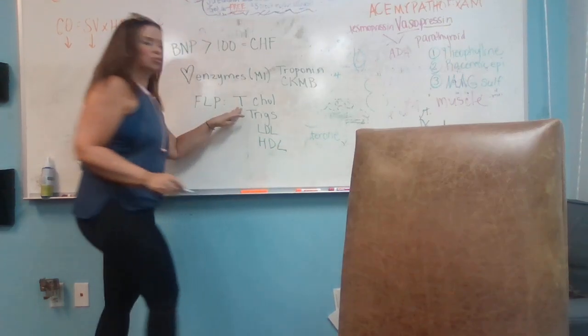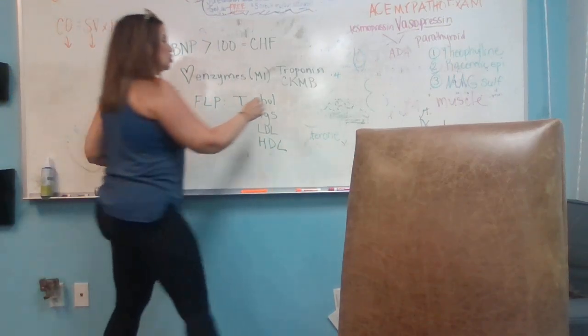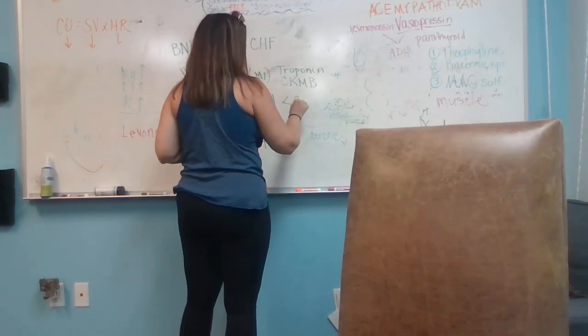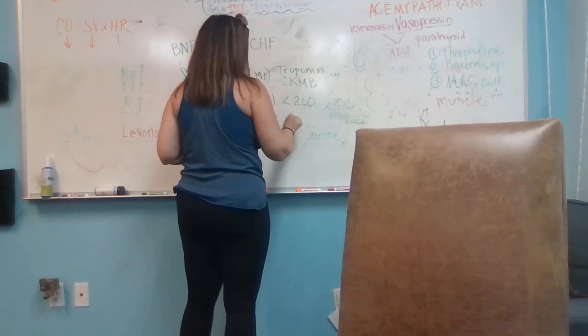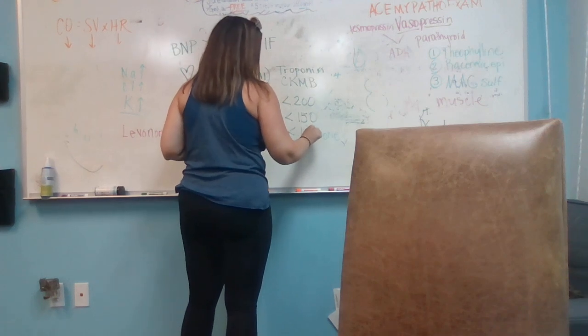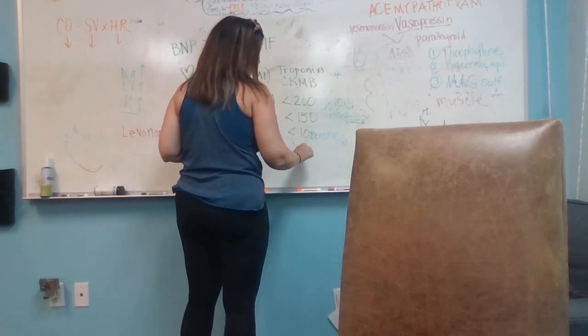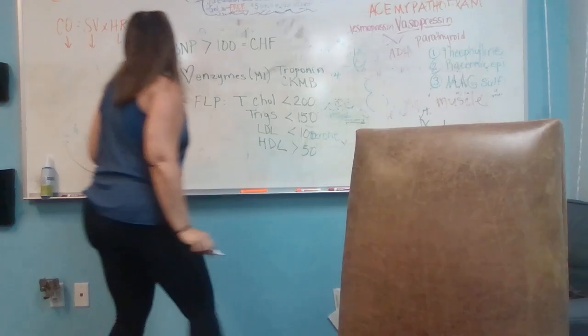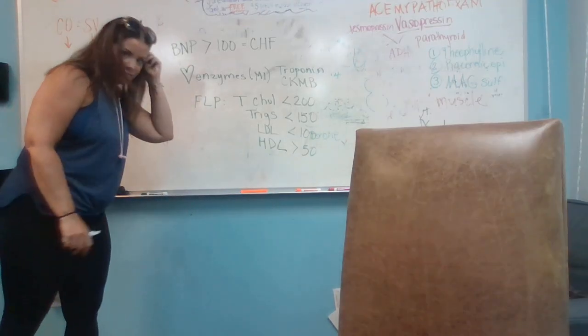And remember, this is the rule of 50s. Do you remember that? You want their total cholesterol to be less than 200, their triglycerides to be less than 150, their LDLs to be less than 100, and their HDLs to be greater than 50. Good. All right. Anything else you guys want to run?